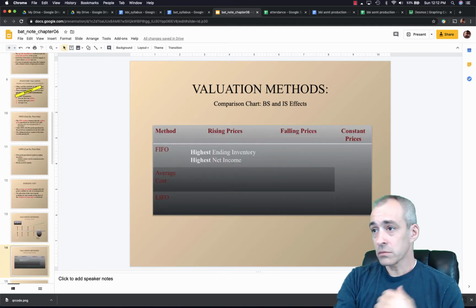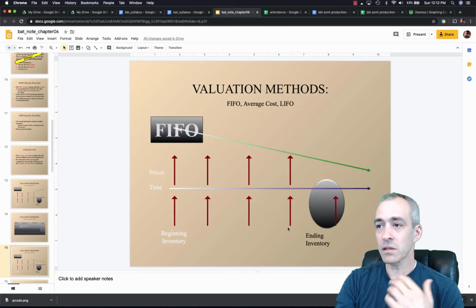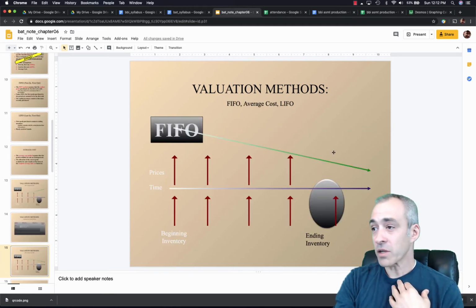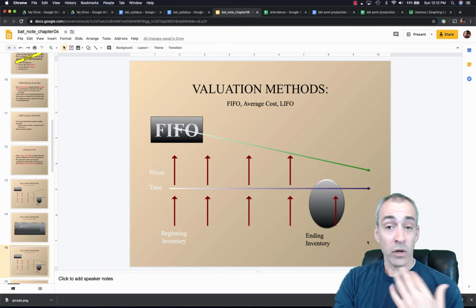Right? So there's a little chart. Skip right to the end. You'll have it all done. Right? I'm going to look at it when we're done. So obviously, when prices are falling, your ending inventory is going to be the lowest of what it could be.